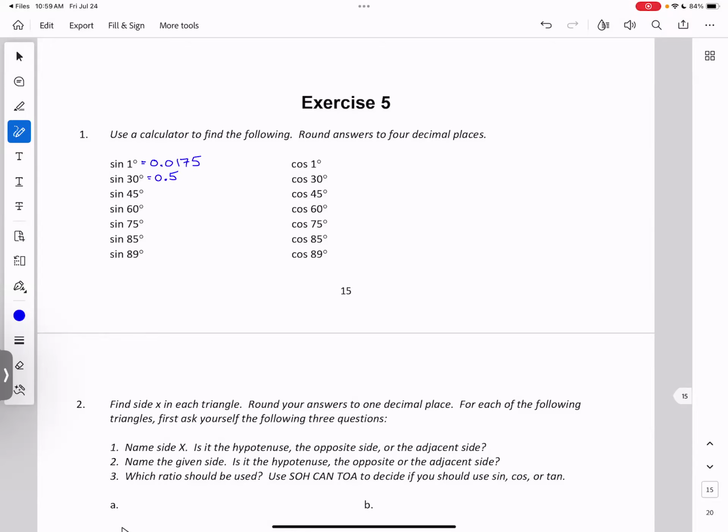Sine of 45 gives us 0.7071. Sine of 60. So our ratios are getting higher when our angle gets higher. Sine of 60 is 0.8660. Sine of 75, 0.9659.